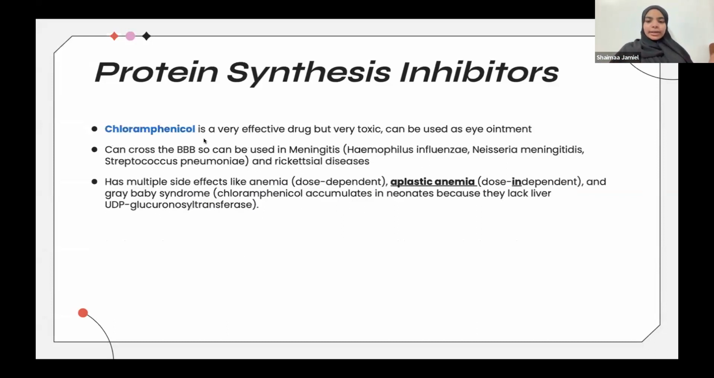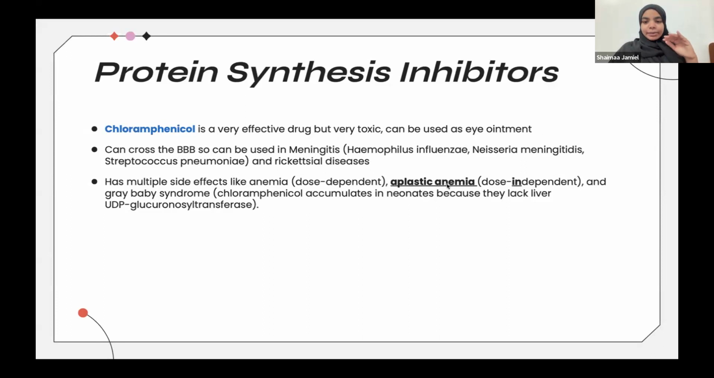For chloramphenicol, it is a drug that's not very used. It's cheap and very effective, but it has a lot of side effects. And so it's reserved only for very severe cases of meningitis, since it crosses the blood-brain barrier, or just eye drops, eye ointment, okay? And the very important side effect, if they're going to ask you about chloramphenicol, they're going to ask you about the aplastic anemia that's associated with chloramphenicol. And this aplastic anemia is not dependent on the dose. It can happen anytime.